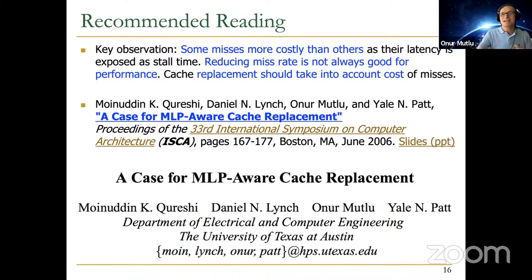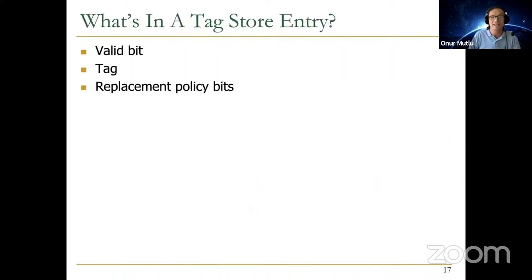If you have a miss and the processor doesn't stall as much, maybe it's not that important, right? But if you have a miss that stalls the processor for hundreds of cycles, maybe you should really reduce that miss rate. So reducing the miss rate is not always good for performance, and cache replacements should take into account the cost and latency and overlapping of misses. So I'm going to give you an example of this, hopefully, when we get to it.